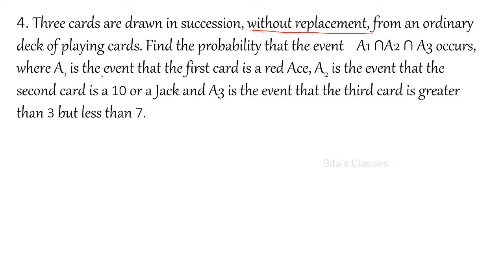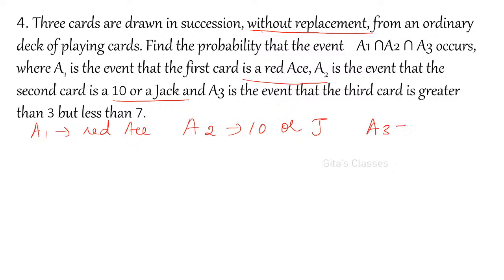See, A1 is the event that the first card is a red ace. So A1 is red ace card. What is A2? It is the event that the card is a 10 or a jack. 10 or jack. What is A3? That the third card is greater than 3 but less than 7. Greater than 3 but less than 7.